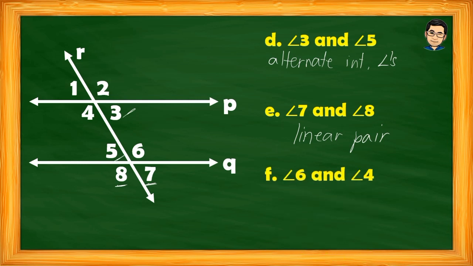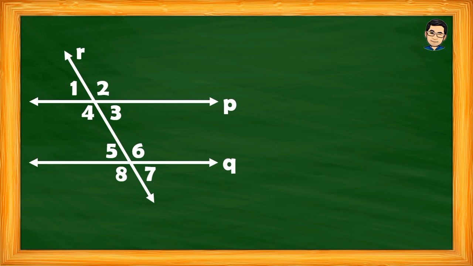Next, angle 6 and angle 4. So angle 6 and angle 4, they are also alternate interior angles. So nasa loob po sila ng parallel lines. Letter G, angle 2 and angle 8. So they are both exterior angles. Kaya lang yung angle 2 nasa right side, yung angle 8 naman nasa left side. So angle 2 and angle 8 are alternate exterior naman, kasi nasa labas po sila.